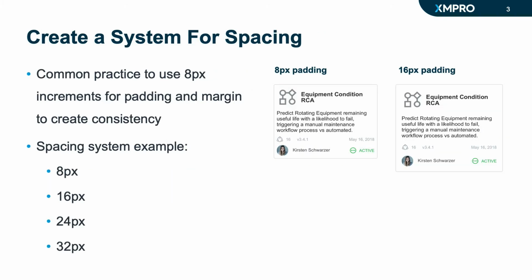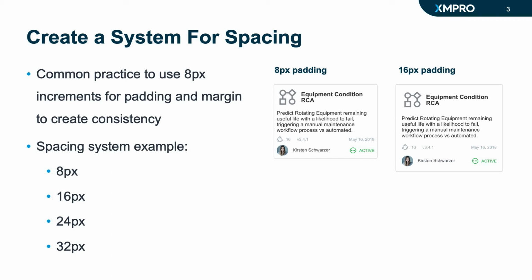Now, as I mentioned in the previous video on grids, it's important to create a system for spacing, just like you would with a typographic scale. It's common practice to use 8 pixel increments for padding and margin to help create consistency. And you can set up a spacing system or a spacing scale that looks something like 8, 16, 24, 32.